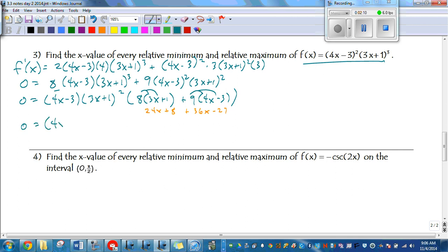So we've got our 4x minus 3, 3x plus 1 squared. And then if we combine like terms over here, we get 60x minus 19. So we're going to end up with 3 critical values. We get x equals 3/4, x equals negative 1/3, and x equals 19 over 60.